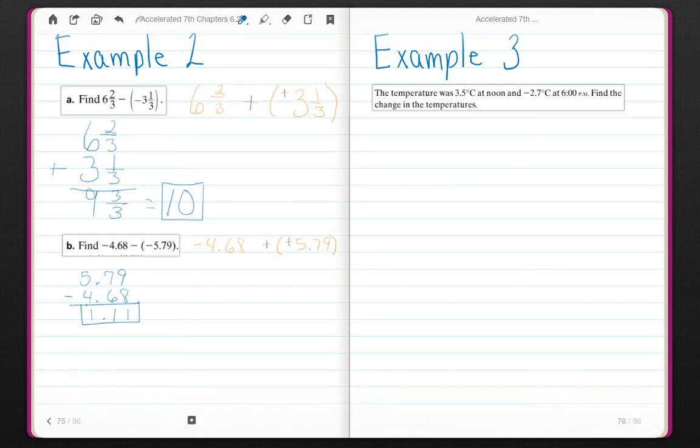Okay, last one, example 3. You can subtract rational numbers to find temperature differences. So the temperature was 3.5 degrees Celsius at noon and negative 2.7 degrees Celsius at 6. So find the change in temperatures. So my start minus my end will equal the change.